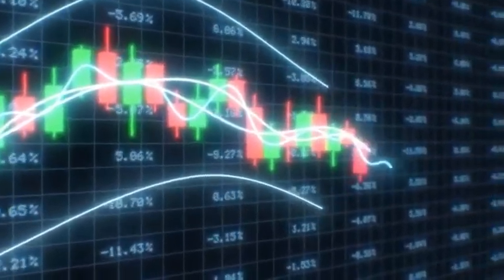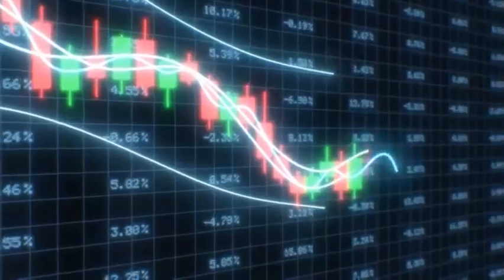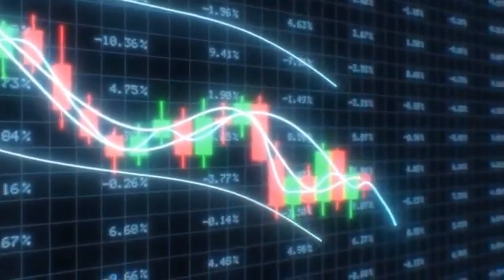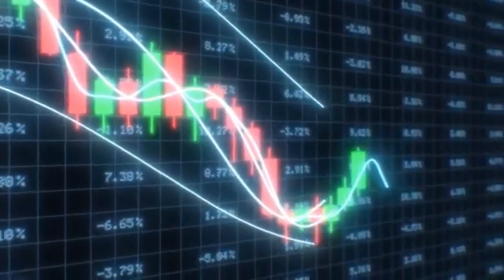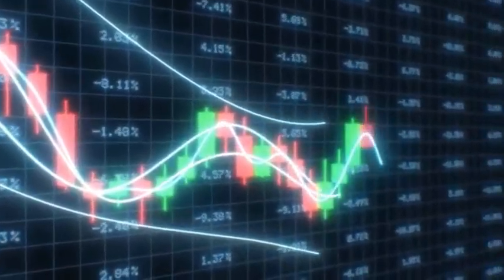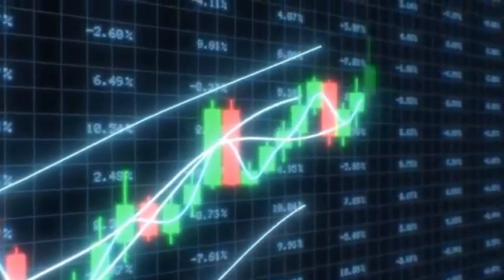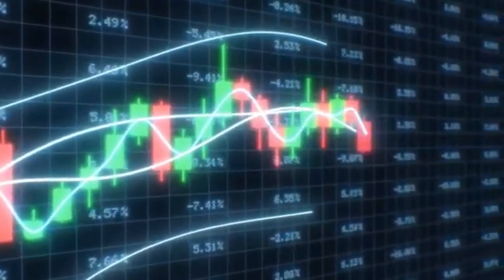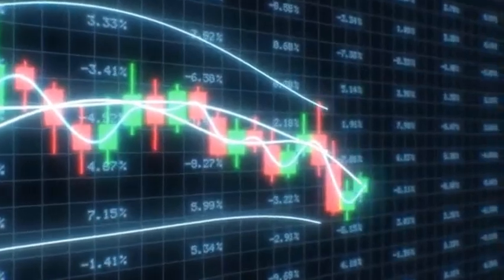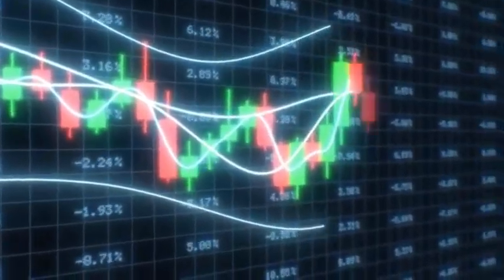Ascending triangle. This triangle is typically a bullish continuation pattern. It forms when the price creates higher lows, but the resistance stays at the same level. So the market keeps testing the resistance and forming higher lows, indicating that buying pressure is building. When the price breaks above the resistance, it's a sign that the uptrend might continue.